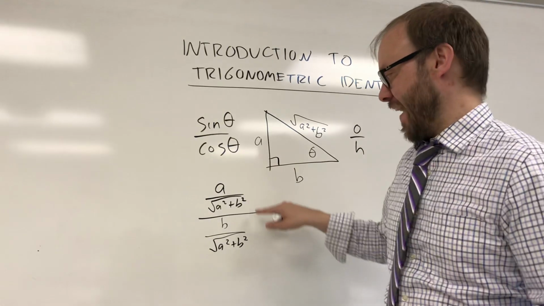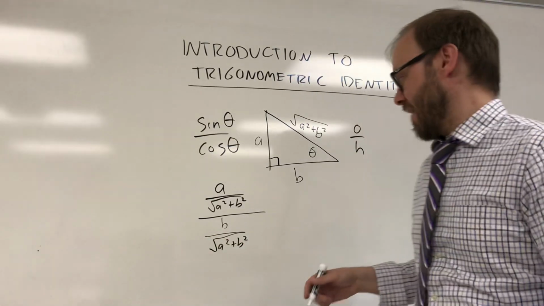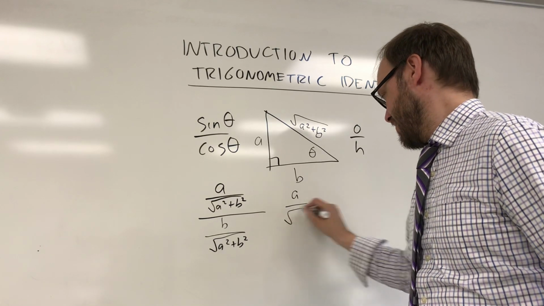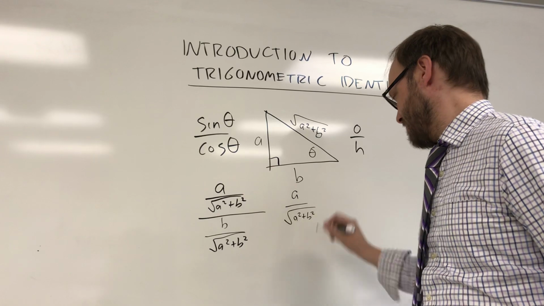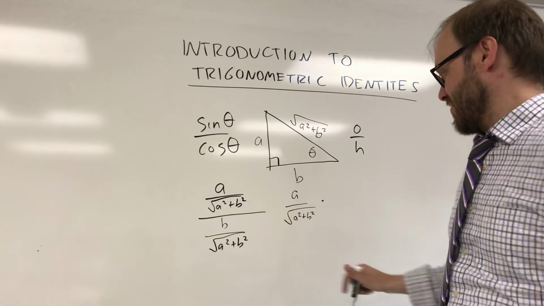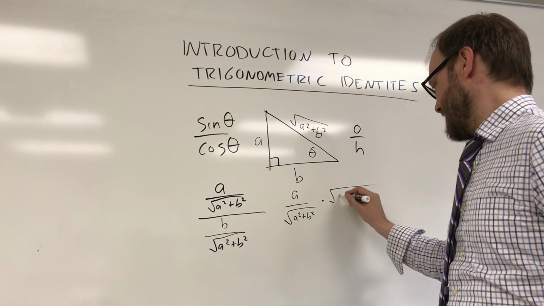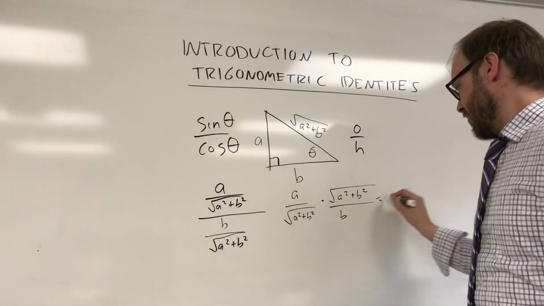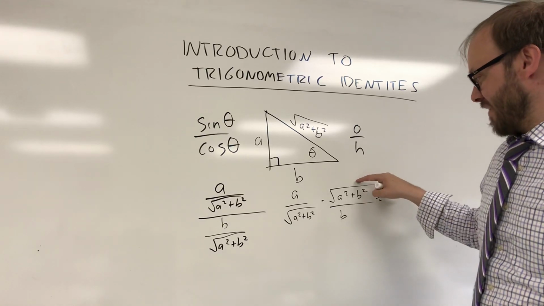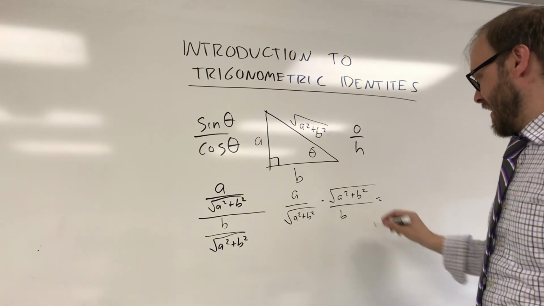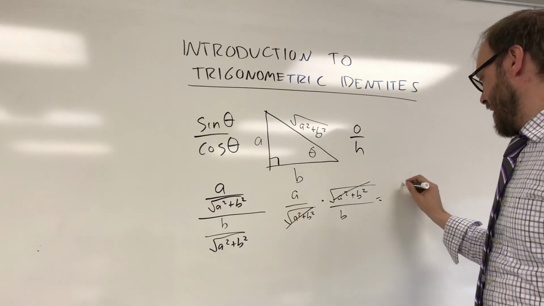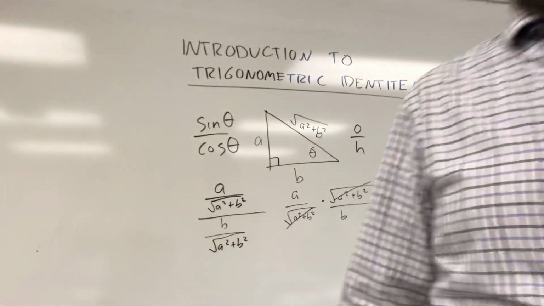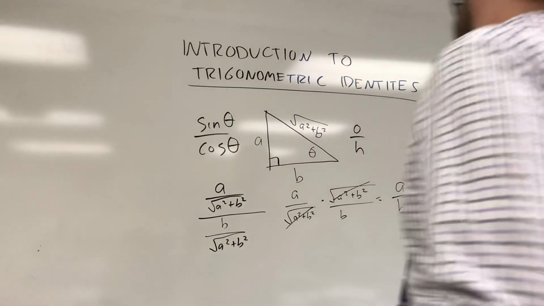Remember, when you divide by a fraction, it's the same thing as multiplying by the reciprocal. So that's the same thing as A over radical A squared plus B squared, and I'm going to multiply by the reciprocal of this. Take a look at what happens here. If I multiply these two things together, I'm going to have a radical A squared plus B squared on the top and the bottom. I can divide that out of the top and the bottom, and I'm going to be left with just A over B.